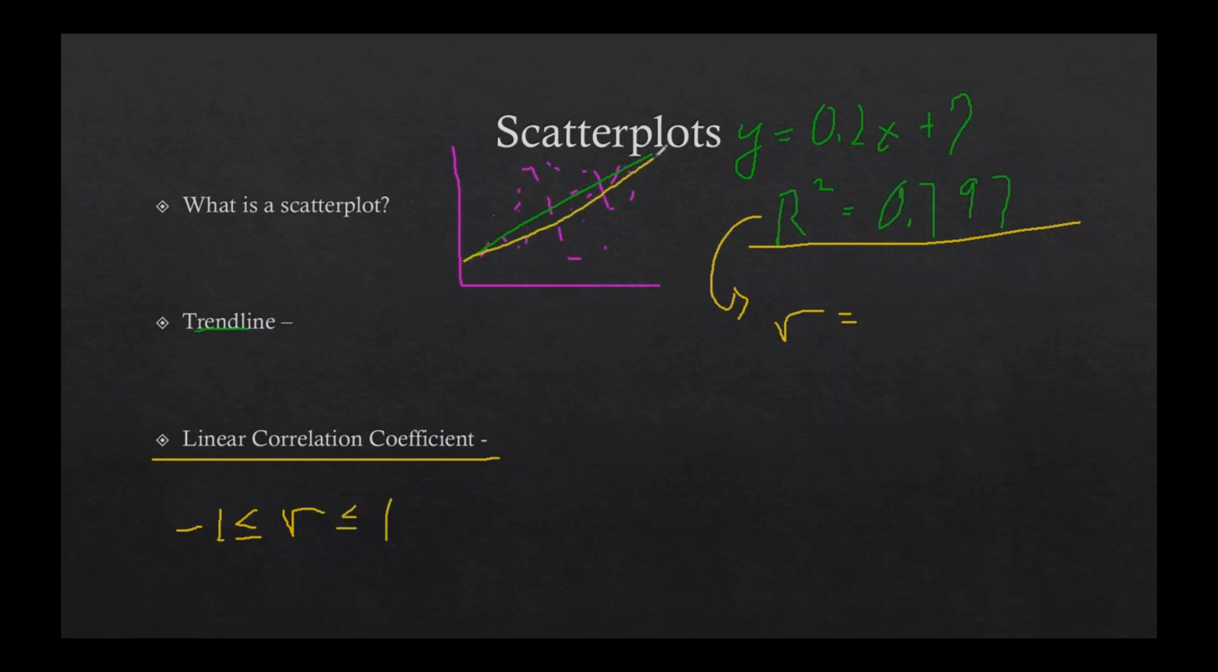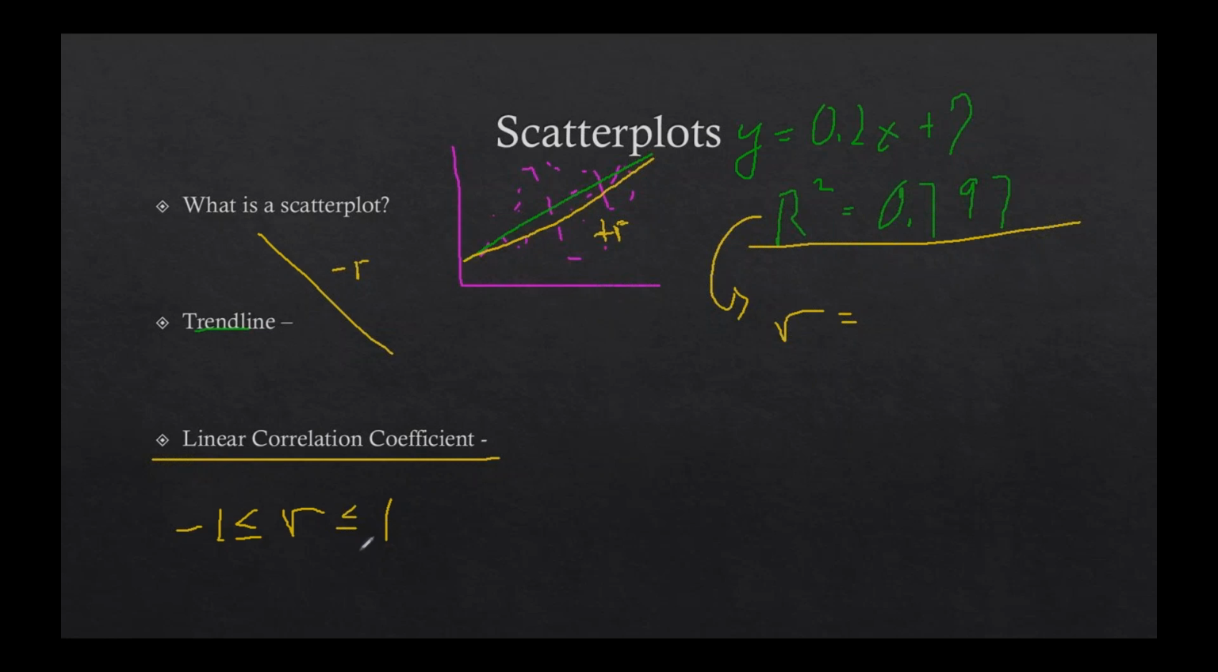If you have a positive slope, you have a positive R. If you have a negative slope, you have a negative R. That's kind of the big difference between those two things. The closer it is to 1 or -1, the closer to linear your data.